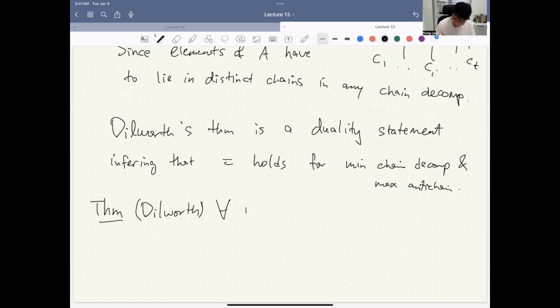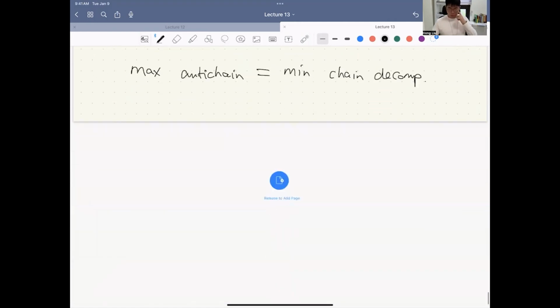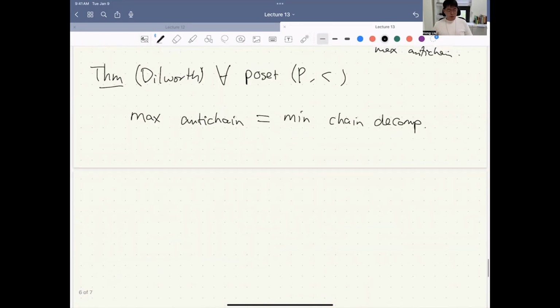For any poset, the maximum anti-chain equals the minimal chain decomposition. Let me draw an example. Let's again look at this size 3 Boolean poset.